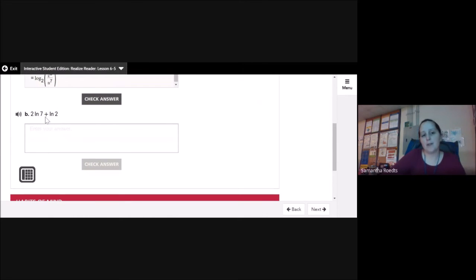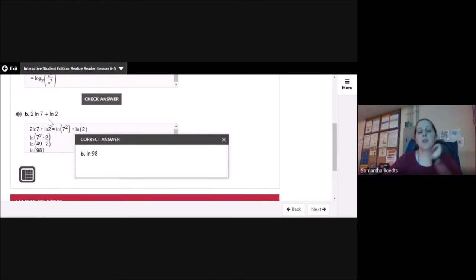For B, I have 2 ln 7 plus ln 2. So I'm going to rewrite this. So I have 2 ln 7 plus ln 2, which is going to become ln 7 squared using the power property, plus ln 2, okay? And then this is a product, so it's going to be ln 7 squared times 2, which gives me ln 49 times 2. And then 49 times 2 is 98. Anytime you're dealing with just numbers, you want to simplify it as much as possible.